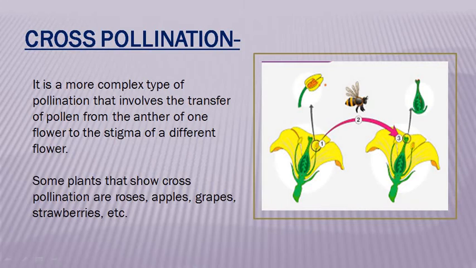In self-pollination, pollen grains transfer within the same flower, and in cross-pollination, pollen grains transfer from one flower to another flower. So some plants that show cross-pollination are roses, apples, grapes, strawberries, etc. This type of pollination can occur in incomplete flowers and complete flowers both.